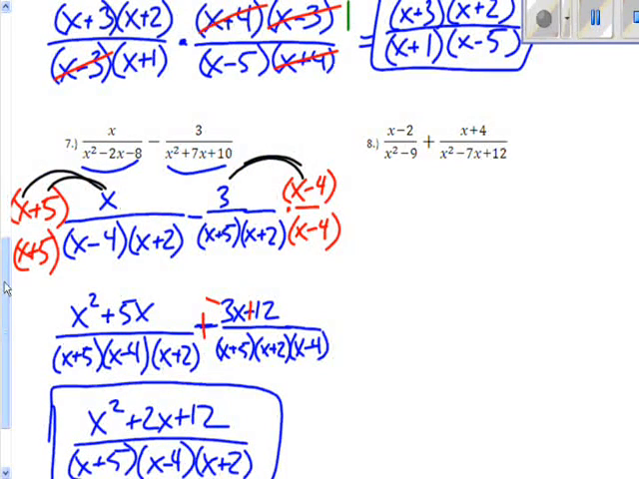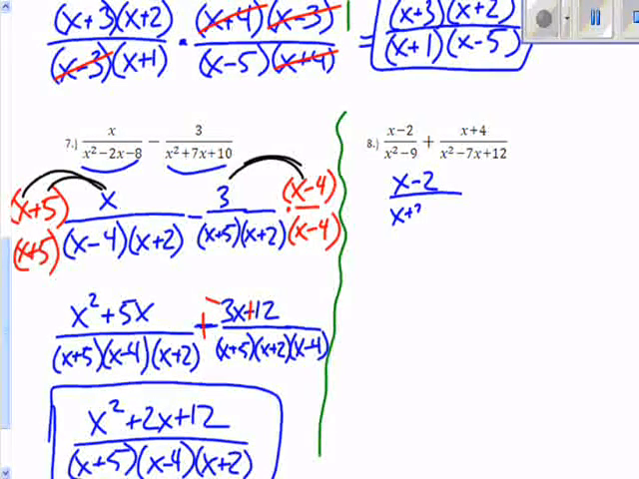If I look at the next one, again, I start with the same thing. I'm going to factor everything completely. So this is going to factor into, I should give myself a little bit more space, an x minus 2 over, this is going to factor into x plus 3 and x minus 3, because that is a difference of squares. So I factor the difference of squares. And then this is plus an x plus 4 over, I build a bridge, this is going to factor into x minus 4 and an x minus 3.